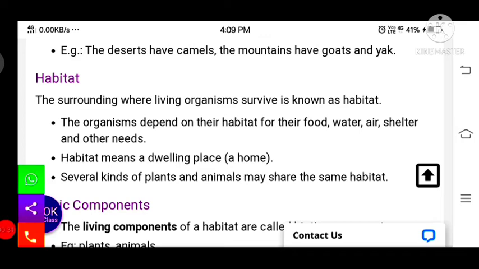Organisms depend on their habitat for their food, water, air, shelter and other needs. So the animal which lives in a particular habitat depends on that habitat for food, shelter, water, air and other needs.